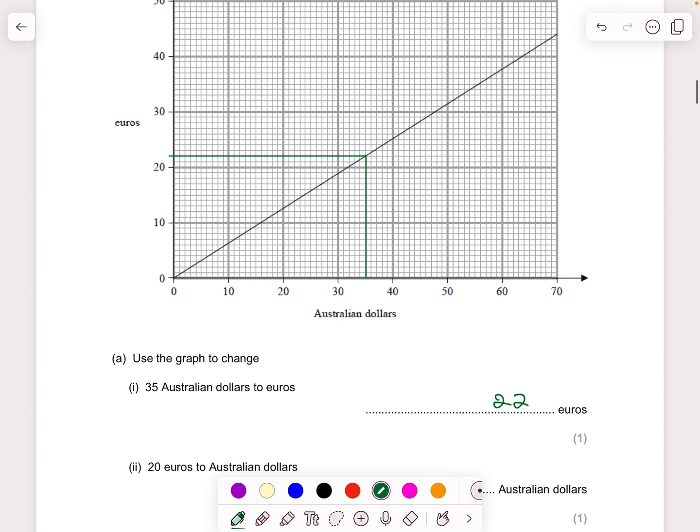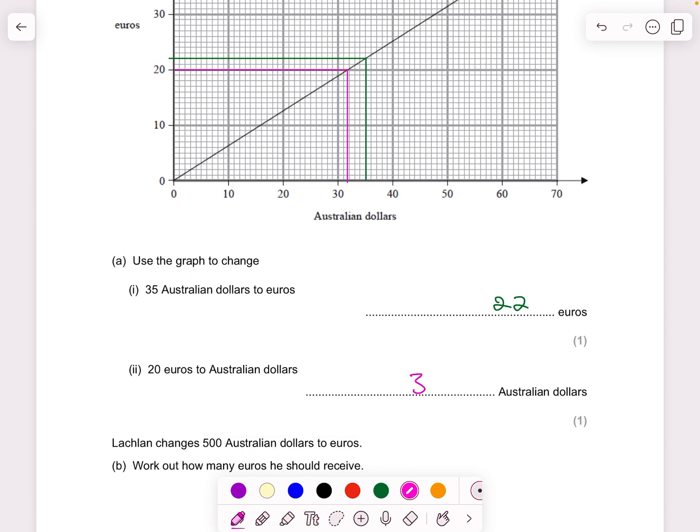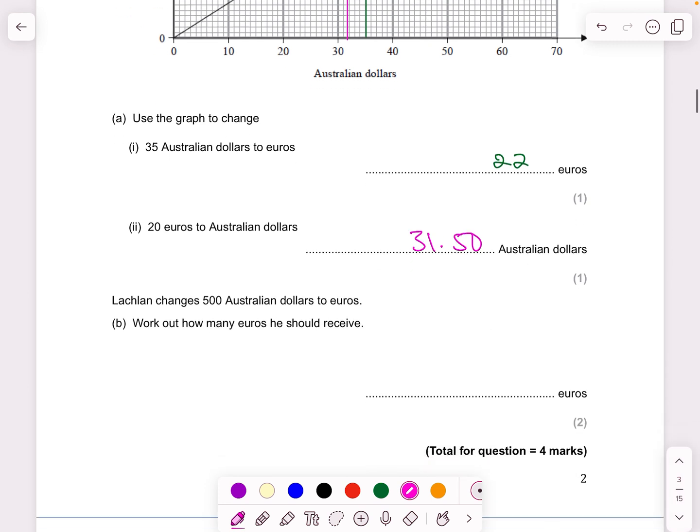Next one, so 20 euros to Australian dollars. So we go from this side instead. A little bit down, so we need to go here. Up until we reach the line. And mine's a little bit off, I think. Let me just draw mine again to reach the line. And I would say it's about in the middle here. So I would say $31.50. And again, they allow you between 31 and 32 Australian dollars.